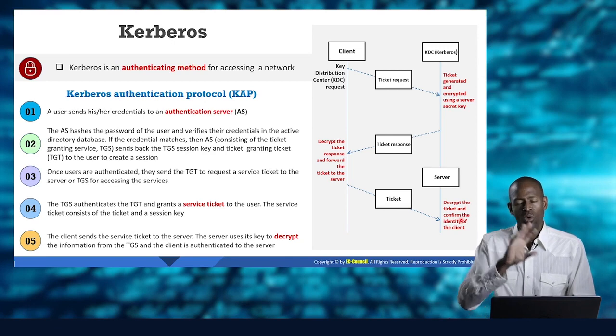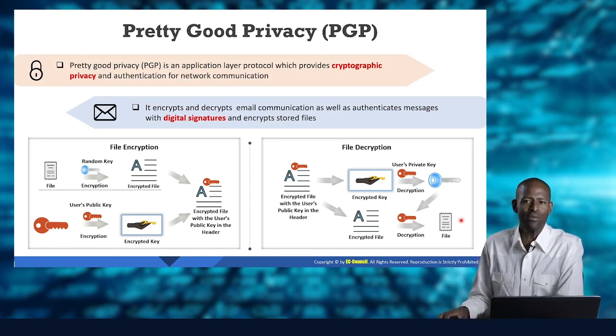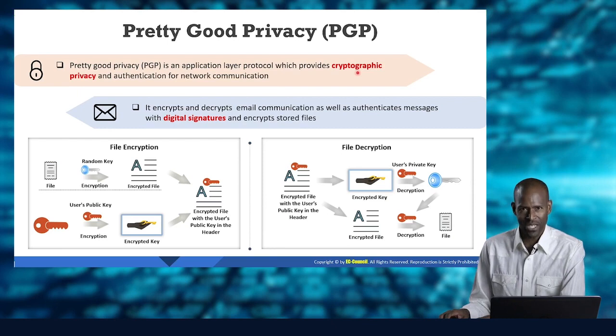So there's a lot more to these protocols than what we're looking at, but that's just a little look at Kerberos. The next protocol is Pretty Good Privacy. And you know what? It's pretty good. So what Pretty Good Privacy is, it's cryptographic privacy.